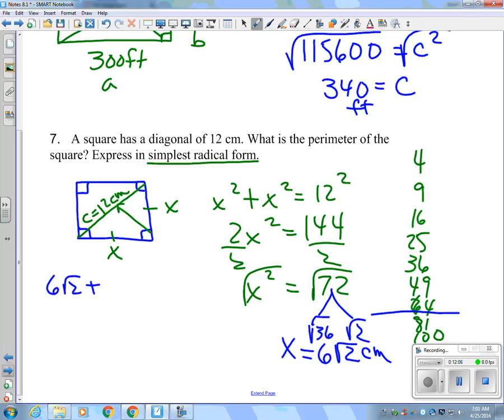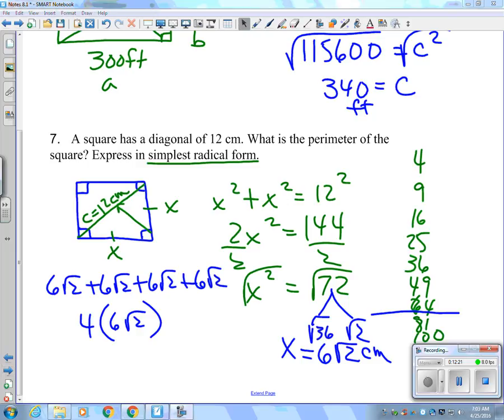6 square roots of 2 plus 6 square roots of 2 plus 6 square roots of 2 plus 6 square roots of 2. I'm going to add them all together, or I could go 4 times 6 square roots of 2. Okay, so here we are with the 2 different ways. If I add 6 plus 6 is 12 plus 6 is 18 plus 6 is 24, I would get the same answer as going 6 times 4 is 24 square roots of 2.